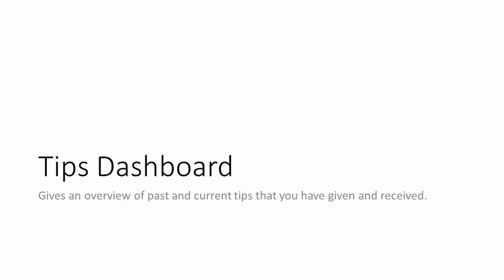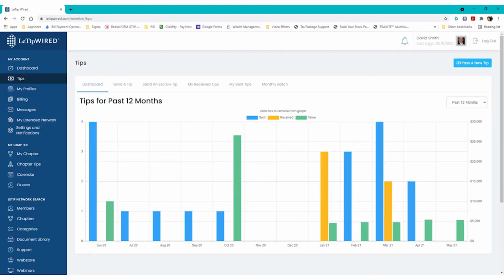We will now take a look at the tips dashboard. Here you will be able to see your stats on the tips you have given and received, send a tip, send an escrow tip, maintain and update the status of your tips, and create a monthly batch to report dollars in your pocket. The tips dashboard gives you an overview of your tipping activity. It shows you the tips you've sent, received, and the value reported. You can sort your information by using this drop-down. You can sort by past 12 months, this year, and last year.